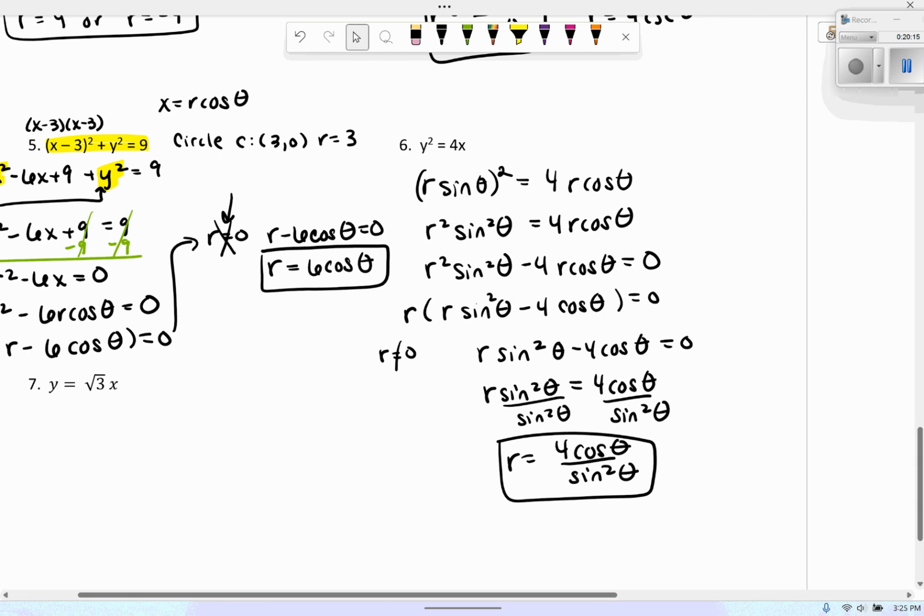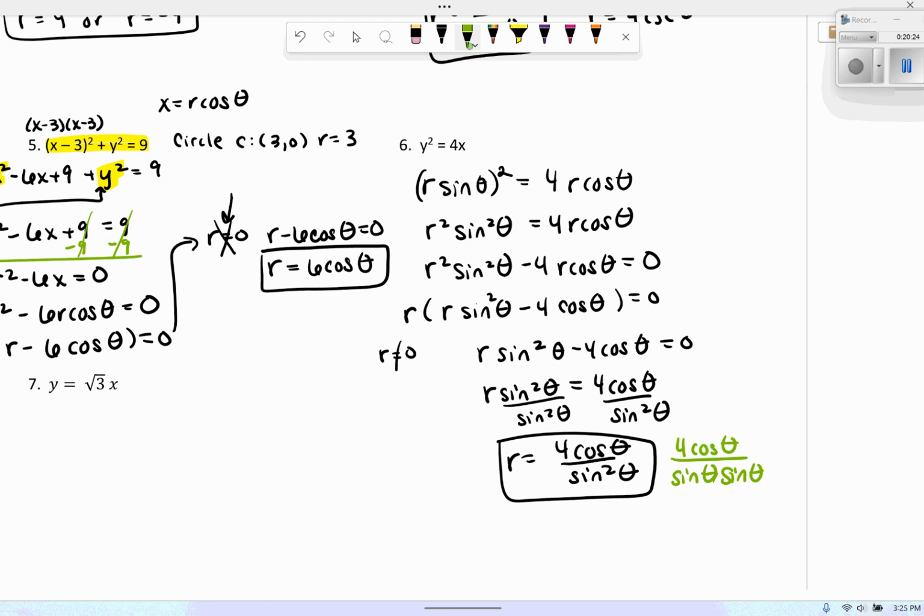We could also write this as 4 cosine theta over sine theta sine theta. And remember, cosine over sine is cotangent. So this would be r equals 4 cotangent theta, and then this would be 1 over sine theta. And remember, 1 over sine is cosecant theta. So we could also write that like this. I'm assuming most of you are just going to write it the first way, which is fine, but sometimes we can see it this way.